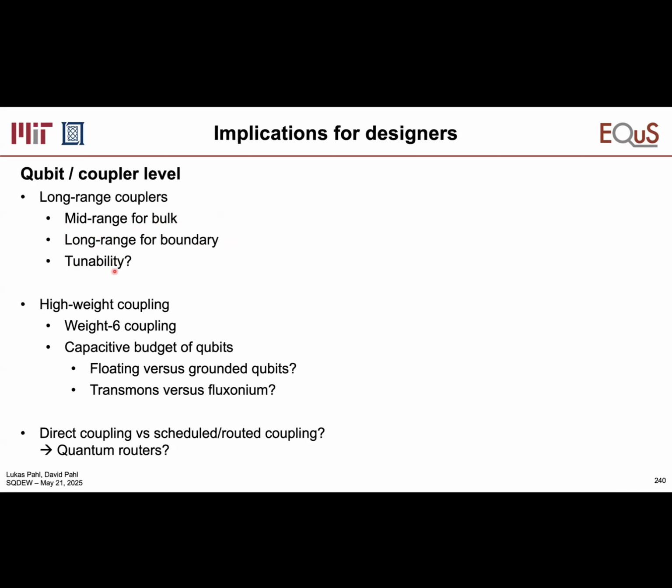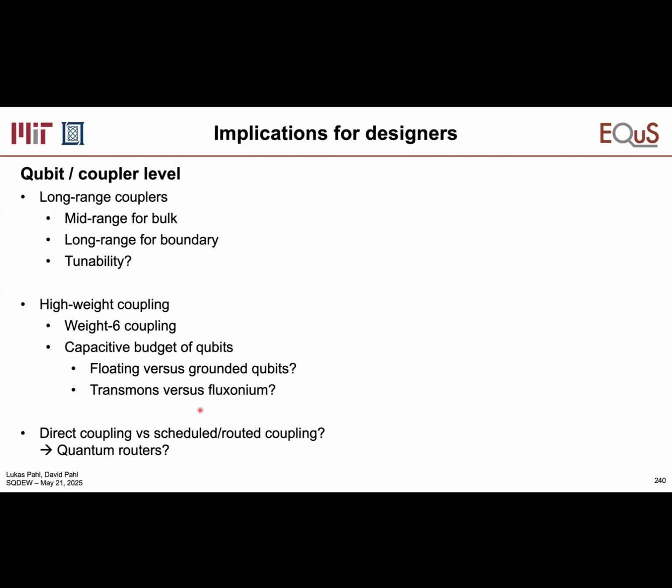These long-range couplers need to be tunable. How do we get the control for the couplers to them if they're tunable? High-weight coupling. We need qubits that can do more than weight 4. You can think about what the implications are for qubits. Do you use floating transmons that support maybe slightly higher capacitive budgets? Do you use grounded transmons? What about fluxonium? Fluxonium is known to be notoriously hard to couple more qubits to than transmons. Weight 4 is already kind of scratching the limit. Can we really go to weight 6? Or how do we do that? If you're looking for a good research project, maybe there's one: higher weight coupling for fluxonium.